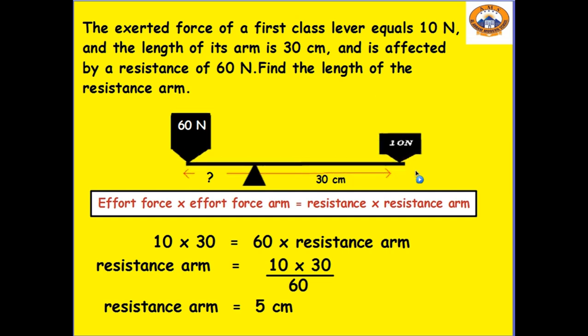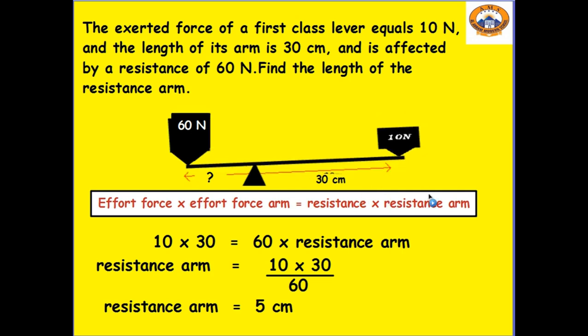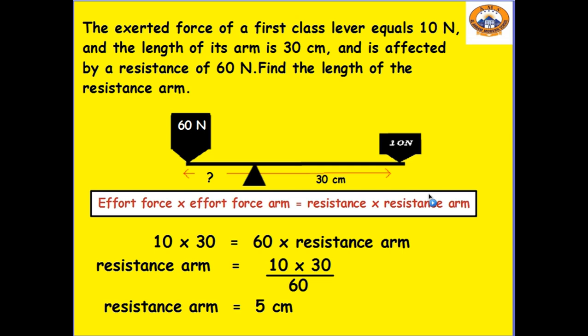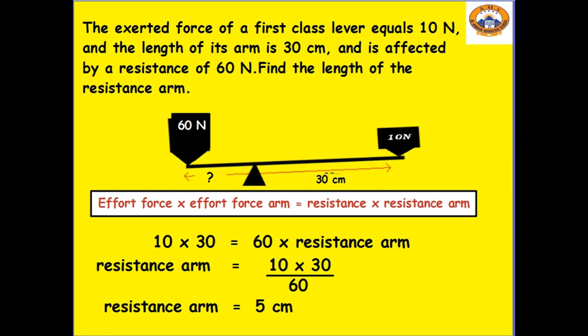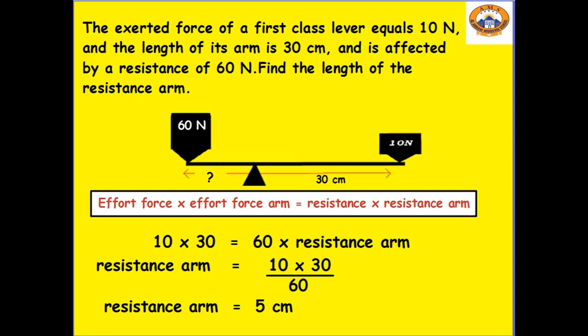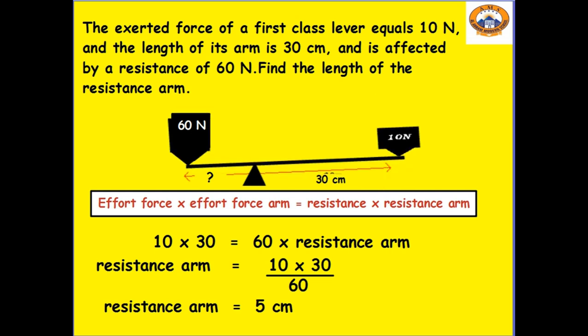And why was the effort force smaller? Because of the arms. Look at the effort force arm. It was 30 centimeters, while the resistance arm that we have just calculated is only 5 centimeters. Again, if the effort force arm was longer than the resistance arm, the effort force will be smaller than the resistance, and that's what we need. We need to exert less effort than the resistance to say that this type of lever saves effort.